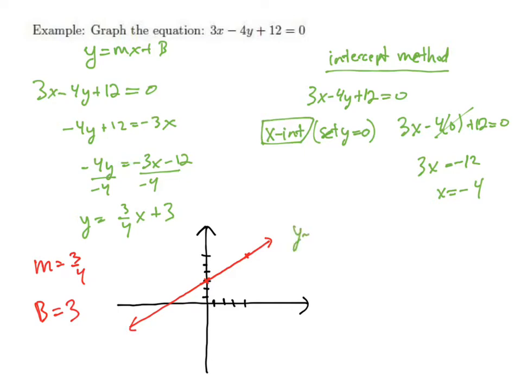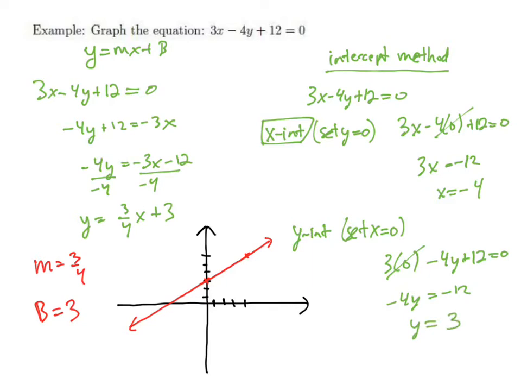And then we do the same thing to find the y-intercept. Set x equal to 0. We get 3 times 0 minus 4y plus 12 equals 0. That goes away. Negative 4y equals negative 12. Y equals 3. So there is the y-intercept.